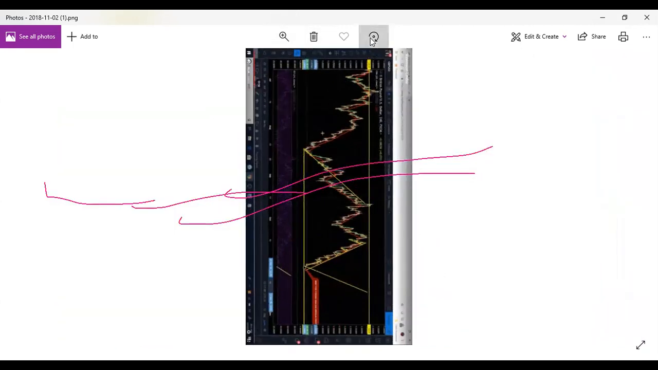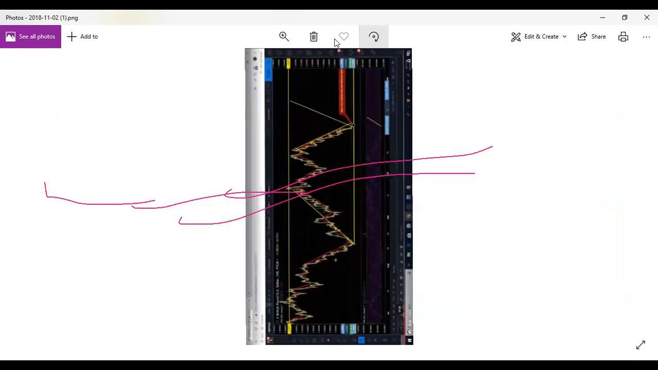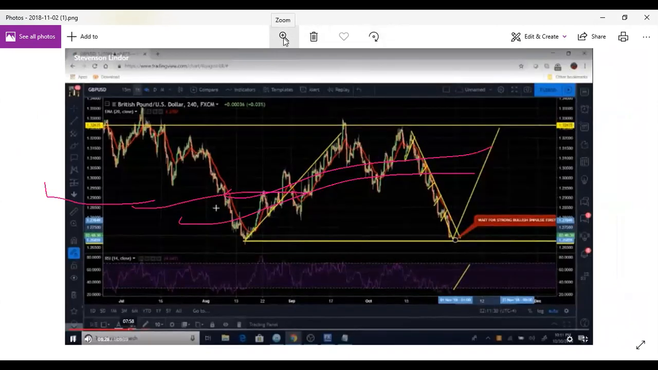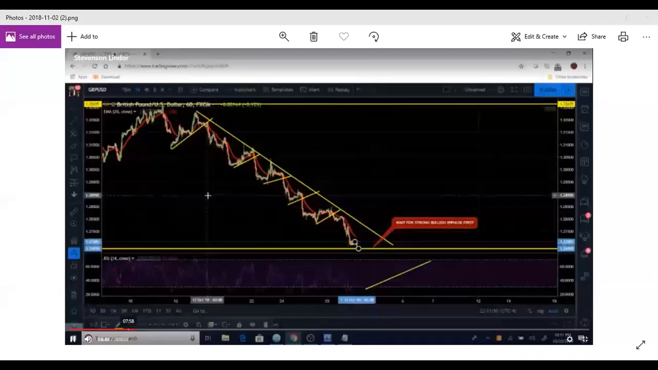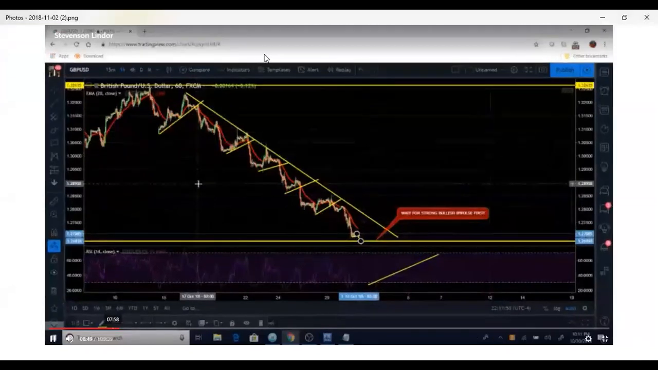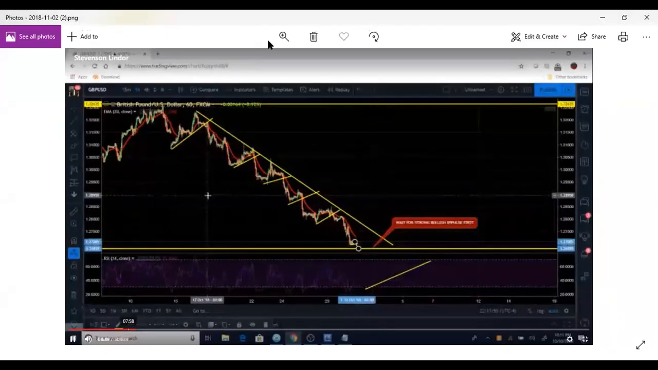Oh, don't want to rotate it. All right, so let's get off of that. And let's go to something else. Let's move to another picture. And let me see if I can stop share and share again so I can clear my screen. Okay. So here is another chart right here. And let me see if I can blow this up a little bit.